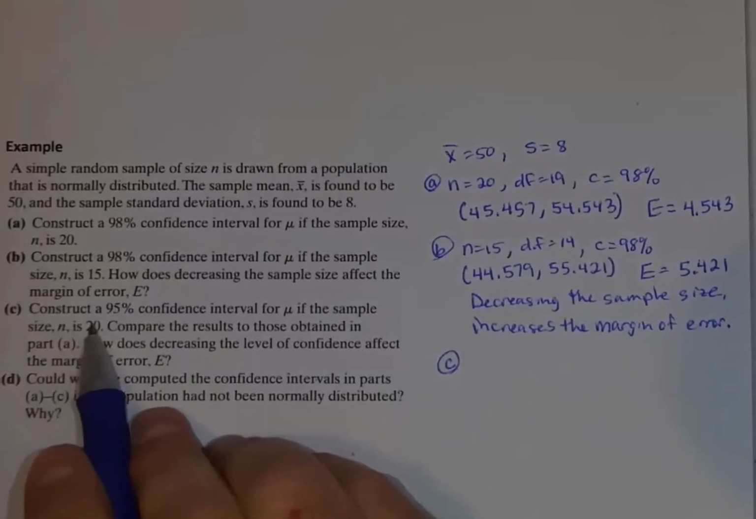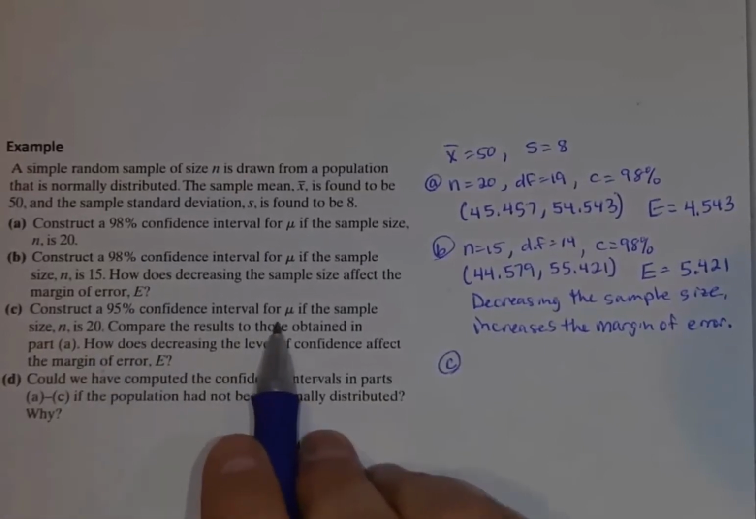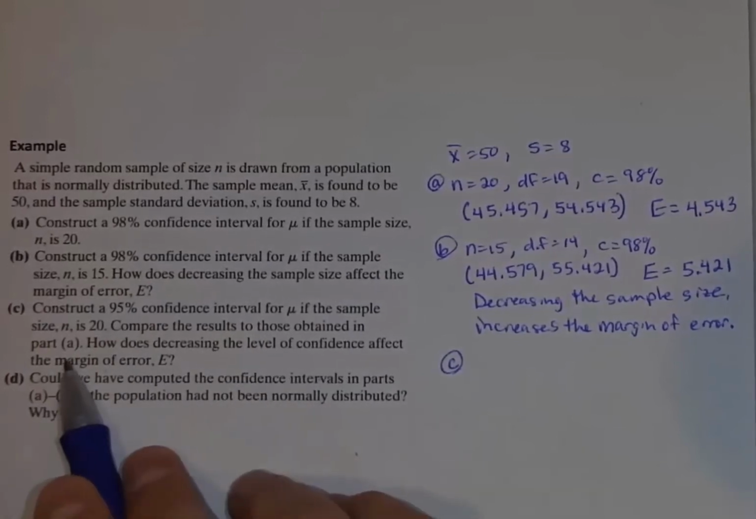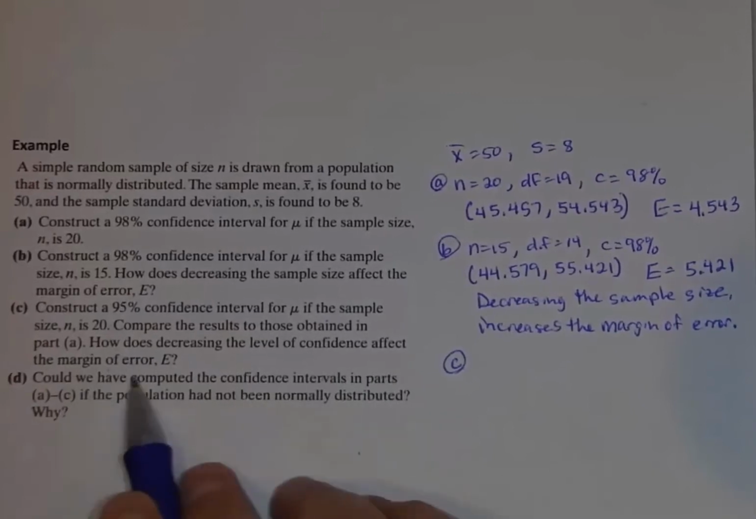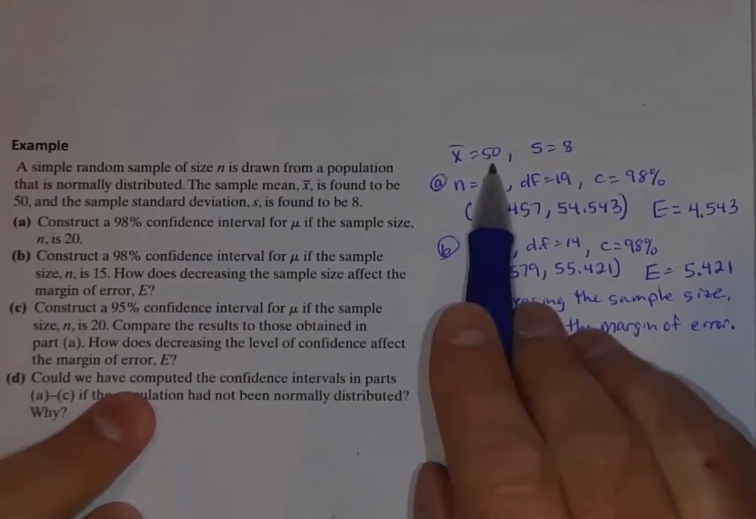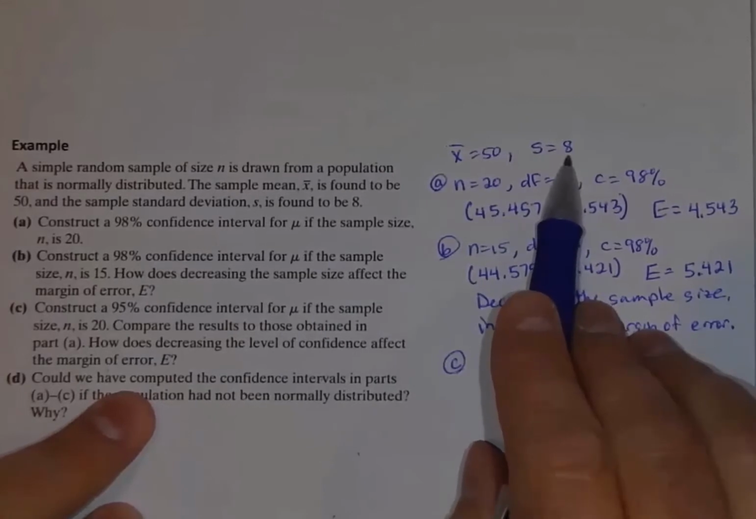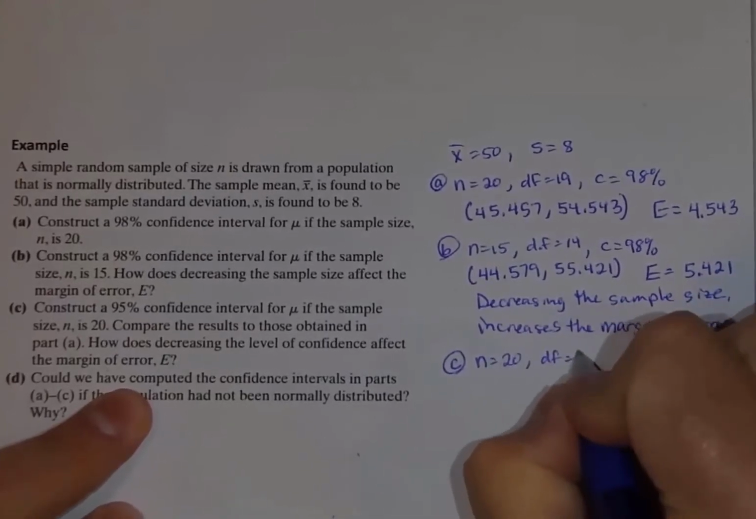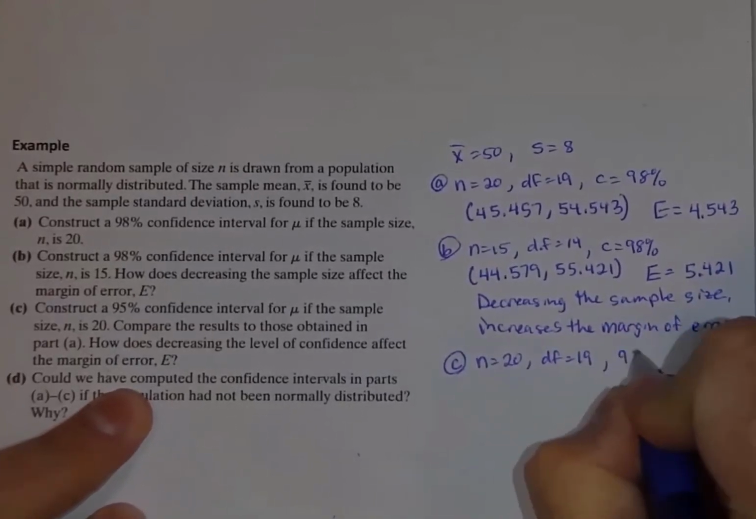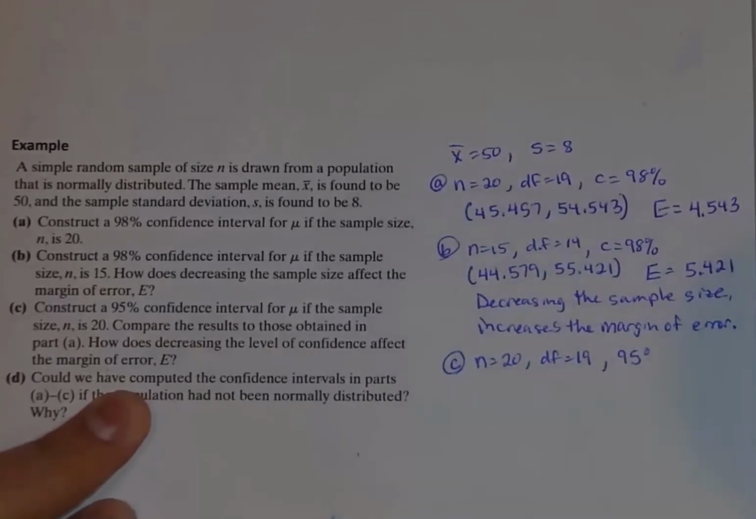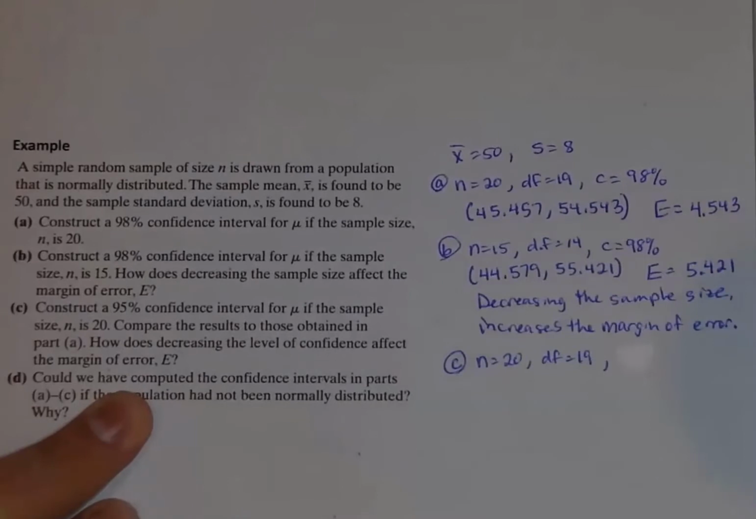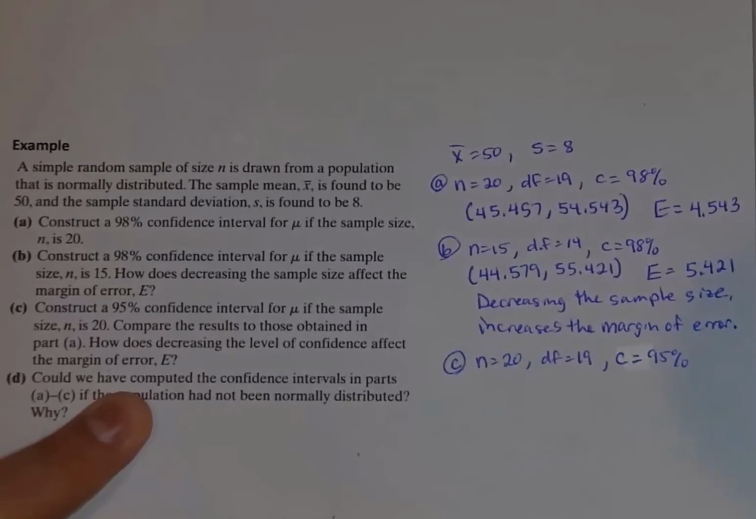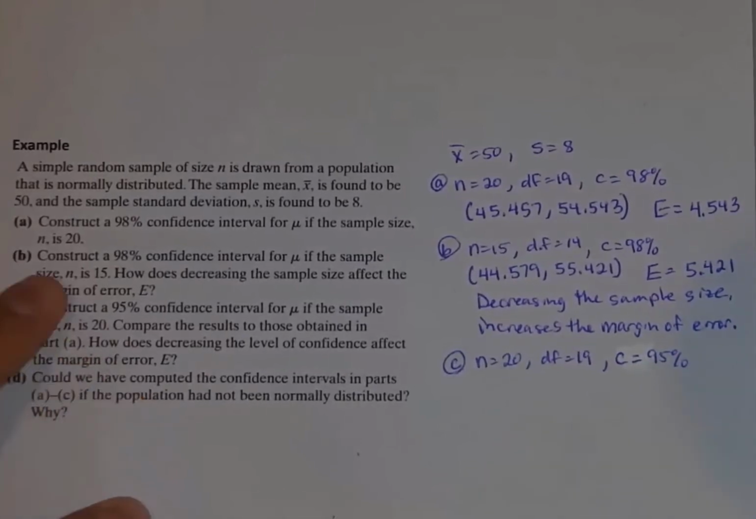Look at C. Construct a 95% confidence interval for mu if the sample size is 20. Compare the result to those obtained in part A. How does decreasing the level of confidence affect the margin of error? So again, we still have x bar equals 50. We still have s equals 8. But now we're back to n equaling 20, which means we're back to 19 degrees of freedom, but we're dropping to 95% confidence. And our question is, how is that going to affect the margin of error?